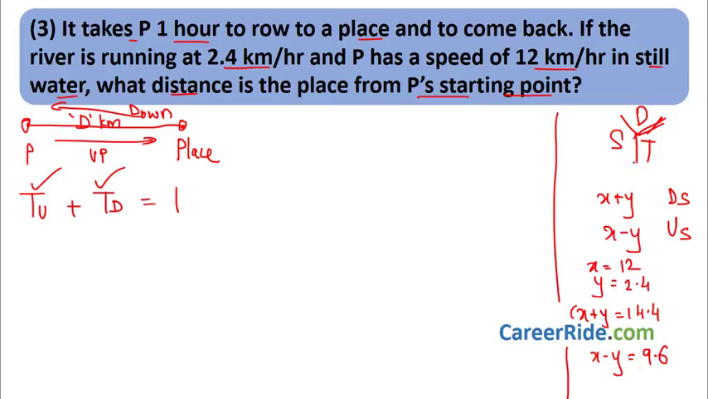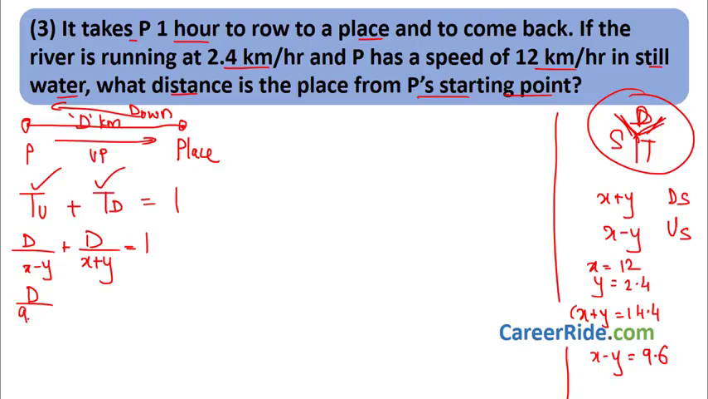So what is the formula for time? Time is nothing but distance upon speed. Correct? So the distance is d kilometers upstream, and the speed for upstream is x minus y, plus the distance downstream is d and the speed for downstream is x plus y, that is equal to 1. We know the value of x minus y is 9.6 and x plus y is 14.4, from where we found those out. Correct? So what is the LCM over here? It would be 9.6 into 14.4. This would be 14.4 d plus 9.6 d equal to 1.